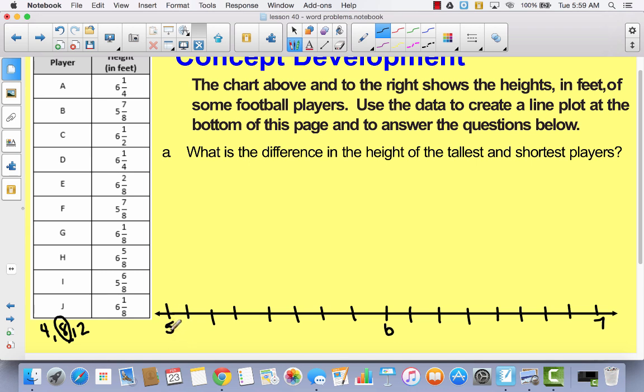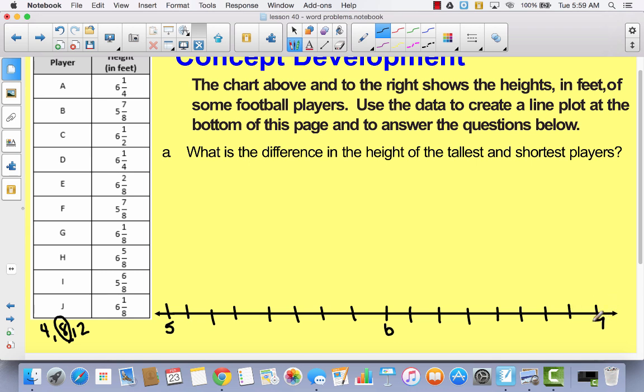So I've got 5, and this would be 5 and 1 eighths, 5 and 2 eighths, 5 and 3 eighths, 5 and 4 eighths, 5 and 5 eighths, 5 and 6 eighths, 5 and 7 eighths, 5 and 8 eighths, or 6, 6 and 1 eighth, 6 and 2 eighths, 6 and 3 eighths, 6 and 4 eighths, 6 and 5 eighths, 6 and 6 eighths, 6 and 7 eighths, 6 and 8 eighths, or 7.